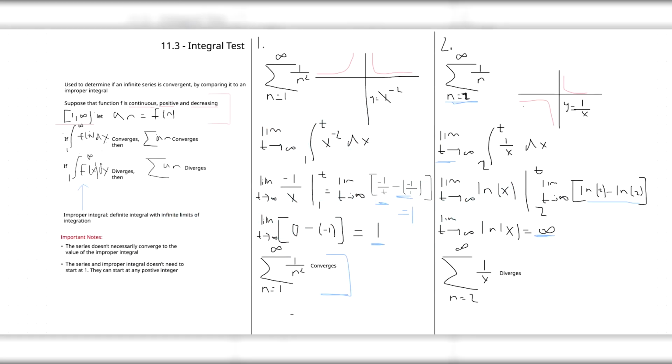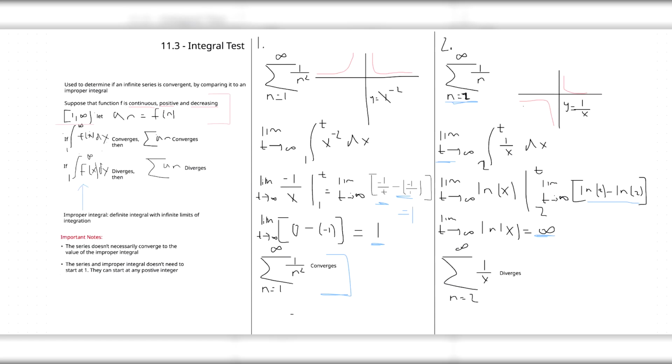Okay, today I'll be talking about 11.3, the integral test. And because I find writing and speaking at the same time pretty scary and difficult, I've written all my notes out here, so that way it's easier to follow.